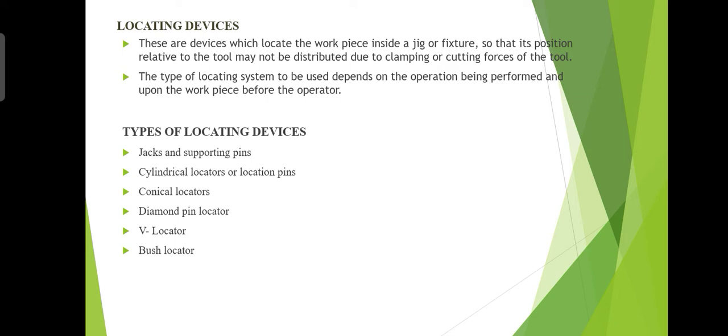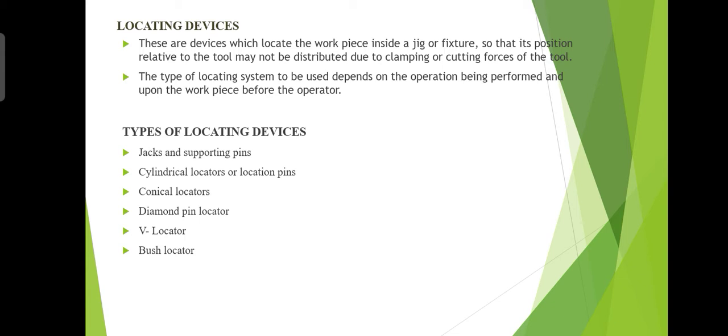Now in this lecture we will discuss locating devices, which locate the workpiece inside a jig or fixture so that its position relative to the tool may not be disturbed due to clamping or cutting forces of the tool. The type of locating system to be used depends on the operation being performed and upon the workpiece before the operator. The locating system must be in conjunction with the clamping system and should eliminate as many of the 6 degrees of freedom as is necessary for the operation to be completed.